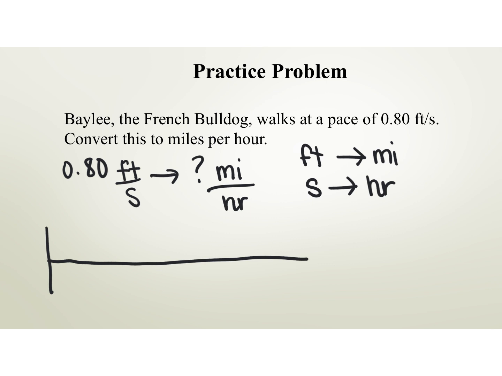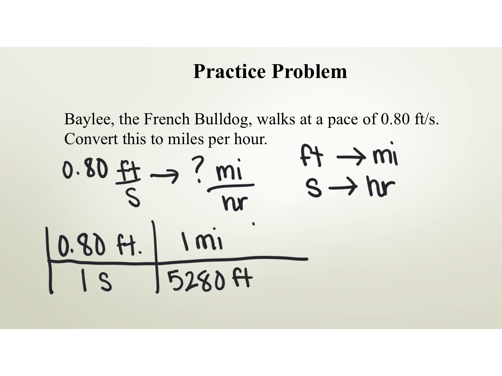Okay, so when we start the dimensional analysis, what number goes in that first box? Okay. Feet, and then what goes in the bottom box this time? 1 second. Good. All right, so we'll go feet to miles first. How many feet are in a mile? 3,600. Oh, no, sorry. That was seconds to hours. 5280. Okay, so 5,280 feet for every 1 mile.